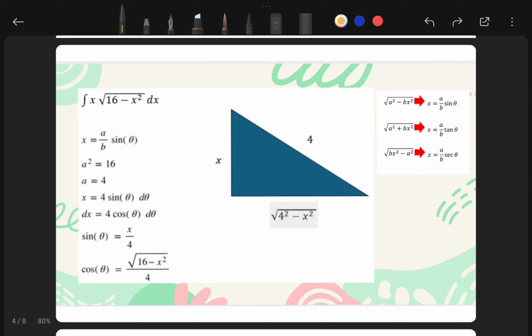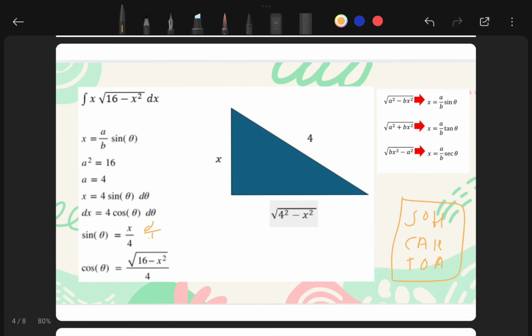After that, we can use the triangle method. We want the value of sin theta, which is opposite over hypotenuse. The side opposite theta is x, this is the hypotenuse, and this is the adjacent. So sin theta equals x over 4. From that we can figure out the value for cos theta.